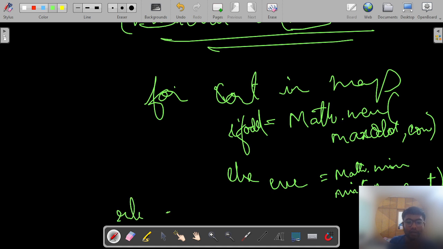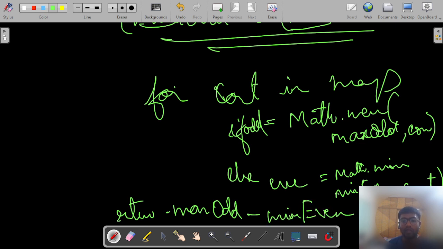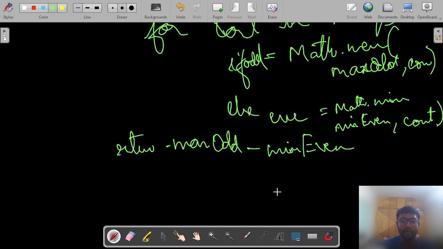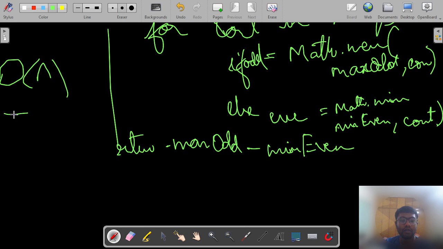After this we can return max odd minus min even. So the time complexity here would be O of n, and space complexity would be O of 1. So that's the whole time and space complexity.